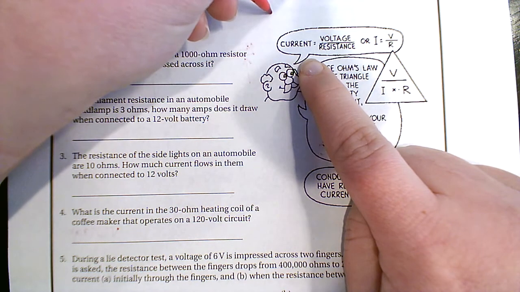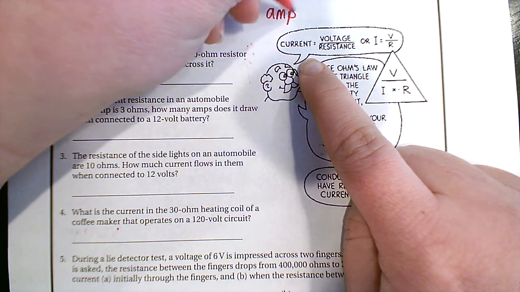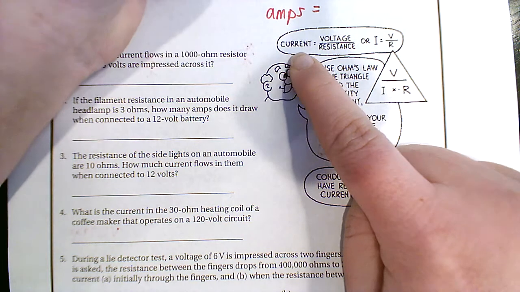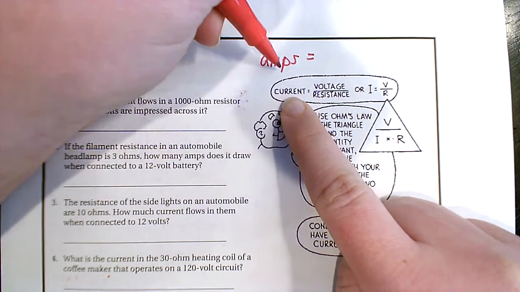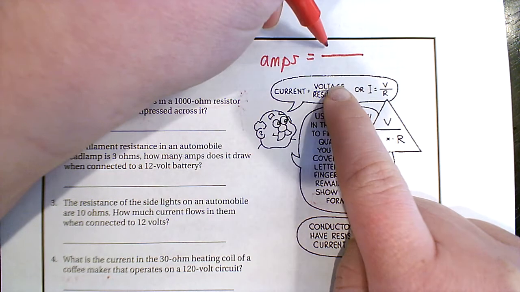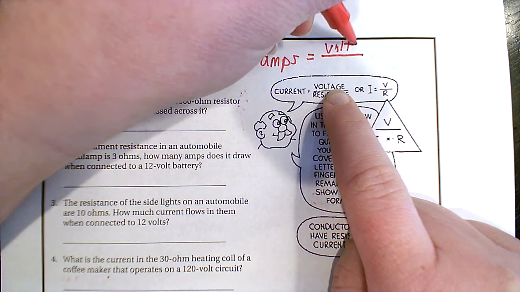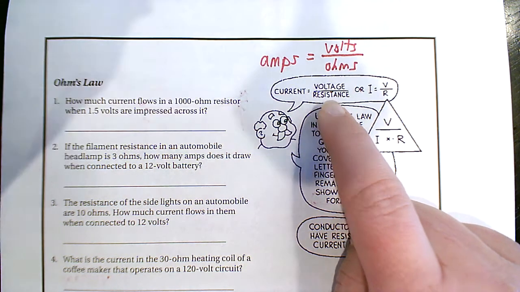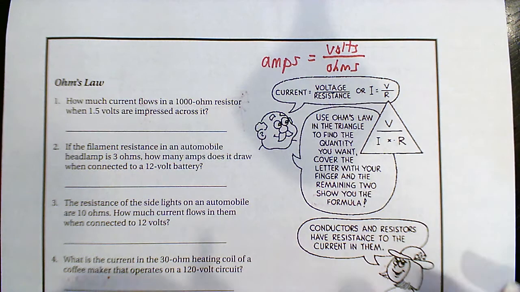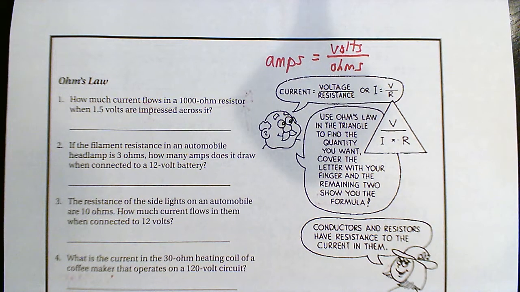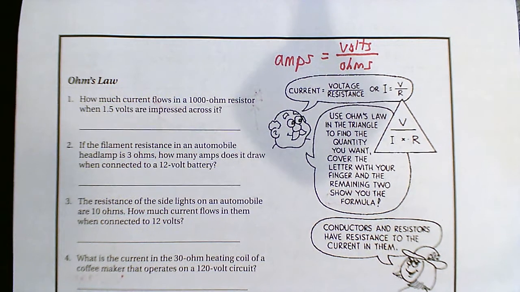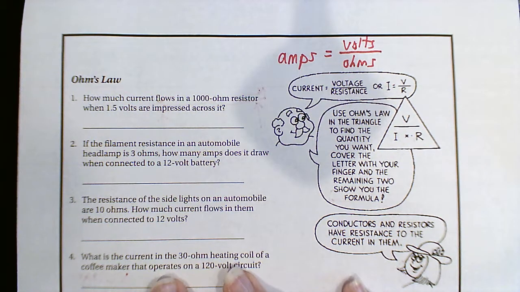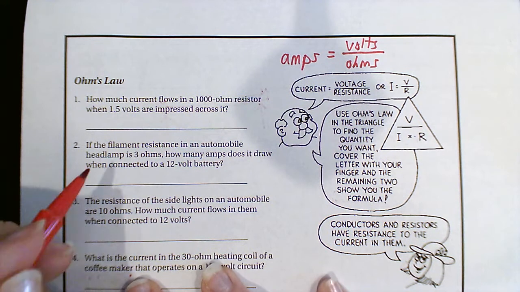Remember, current is in amps or amperes, so that's the unit that would plug in there. And voltage is in volts, divided by resistance, which is in ohms. Alright, so how much current flows through a 1000 ohm resistor when 1.5 volts are impressed across it?